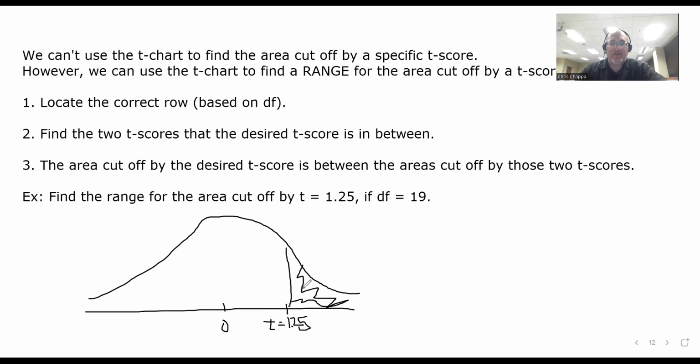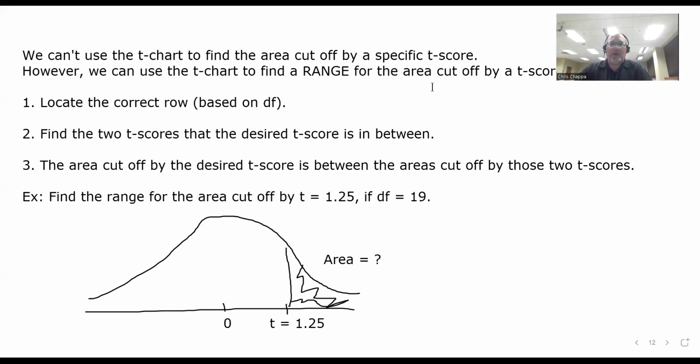I should have said the right area. And that is so sloppy down there, I'm just going to go retype it. After all, I can type, sort of. 0, and then over here we have T equals 1.25. And the question is, what is this area?